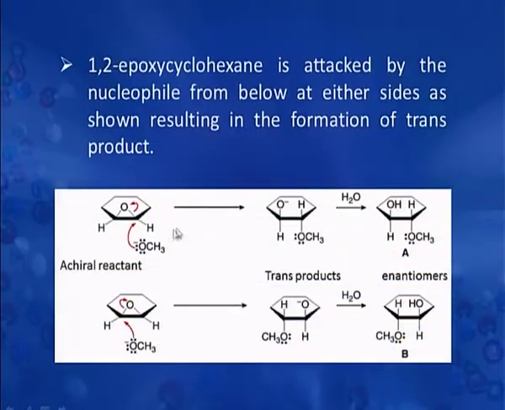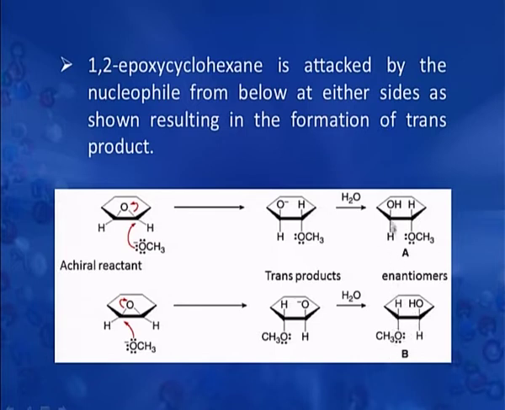Since attack at either side occurs with equal probability, an equal amount of two enantiomers are formed, which results in the formation of a racemic mixture. Here again we are showing the anti-attack on 1,2-epoxy cyclohexane. You can see here that this is 1,2-epoxy cyclohexane. The methoxide nucleophile can attack this carbon and generates this product. If the methoxide is attacking the other carbon, there is formation of product B.